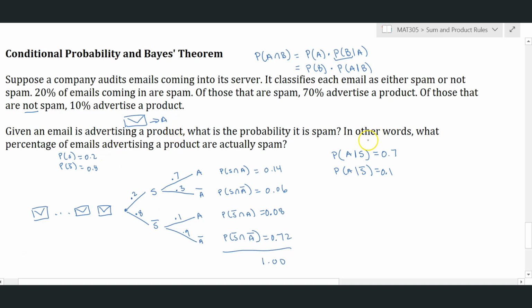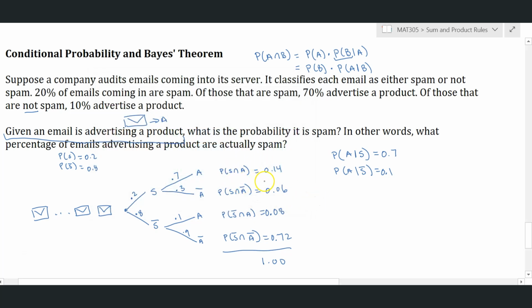So the other way to rephrase this, given an email is advertising a product, what we really mean by that is what percentage of emails that are advertising a product are actually spam? Okay, well let's look at that.